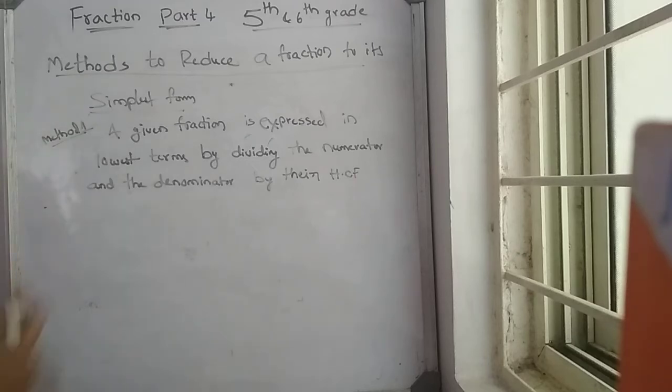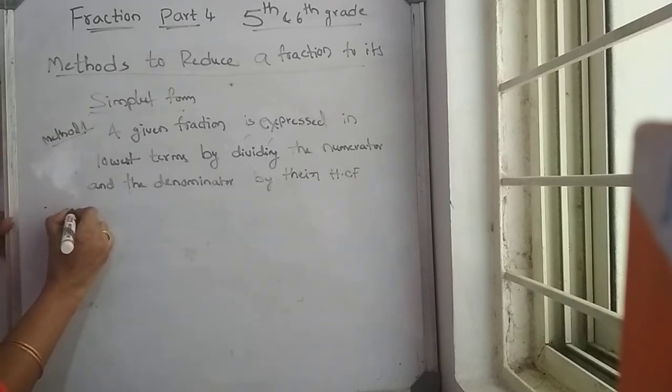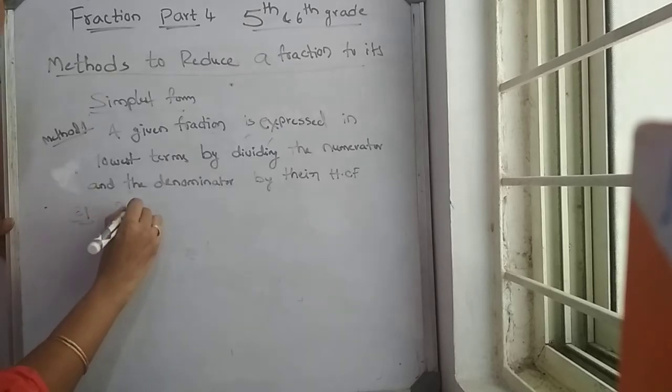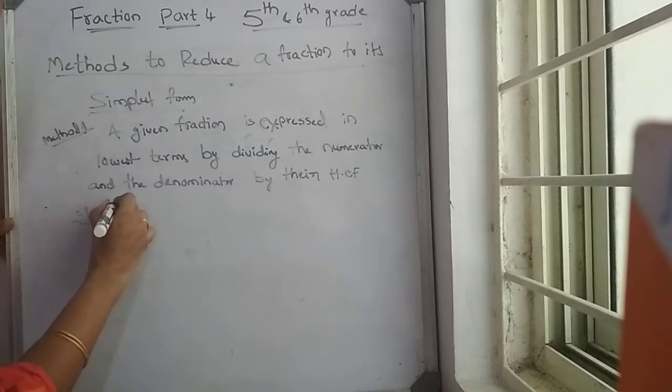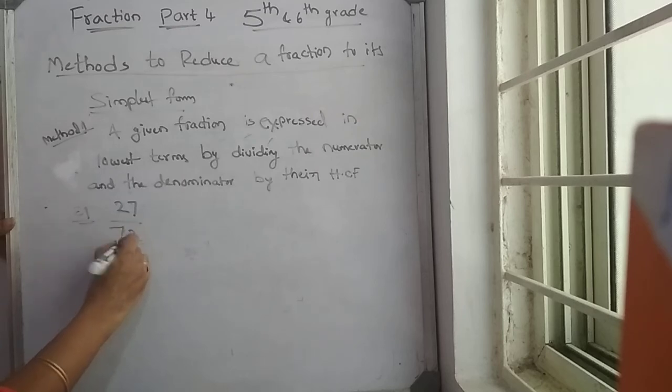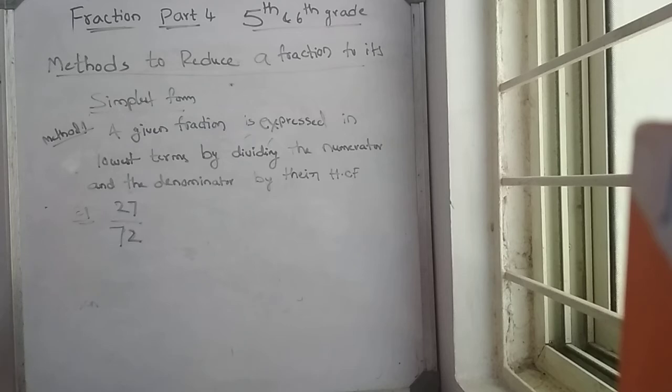For example, I am taking 27 by 72. See, what is the numerator here? 27. What is the denominator? 72. First, you find the HCF of the given fraction. After that, divide the numerator and denominator by their HCF. First, you find the HCF of this fraction.